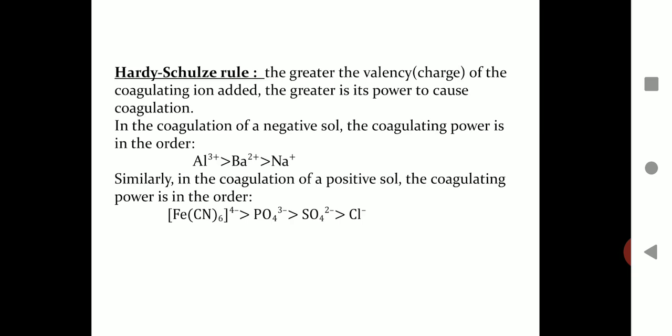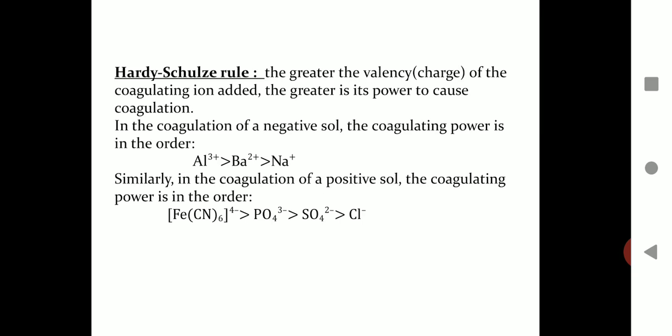This is as per the Hardy-Schulze rule. Greater is the valency or the charge of the coagulating ion, greater will be its coagulating power. So since aluminium ions are carrying 3 positive charges, which is more than the barium ion which carries 2 positive charges, which is again greater than sodium ion carrying a single positive charge, their coagulating power also decreases in that same order.